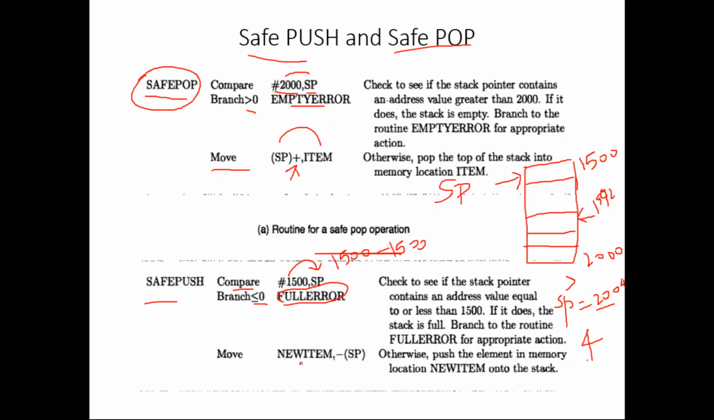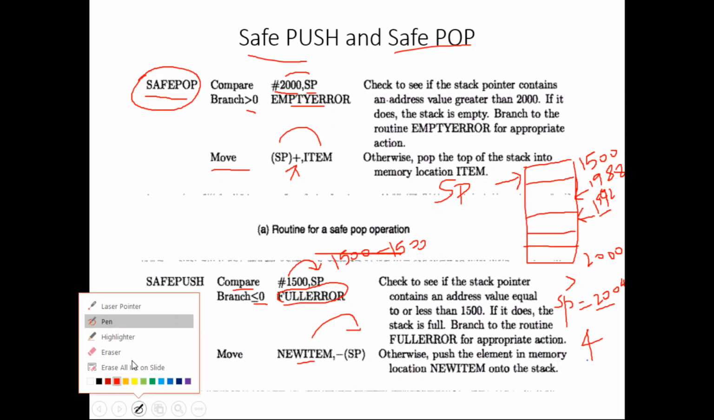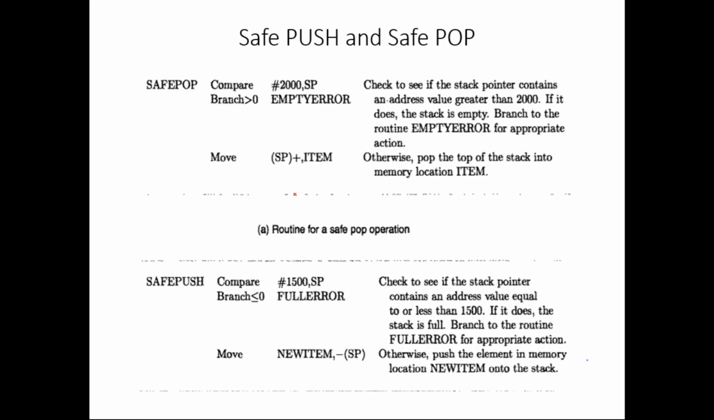So move minus SP. First decrement the SP. So assume if SP is 1992, then you decrement, then it will become 1988, and then to the location 1988 you move this new item, right? Okay, so this is how we perform safe push and safe pop. That is, before pushing we check whether the stack is full or not, and before popping we check whether the stack is empty or not, right?